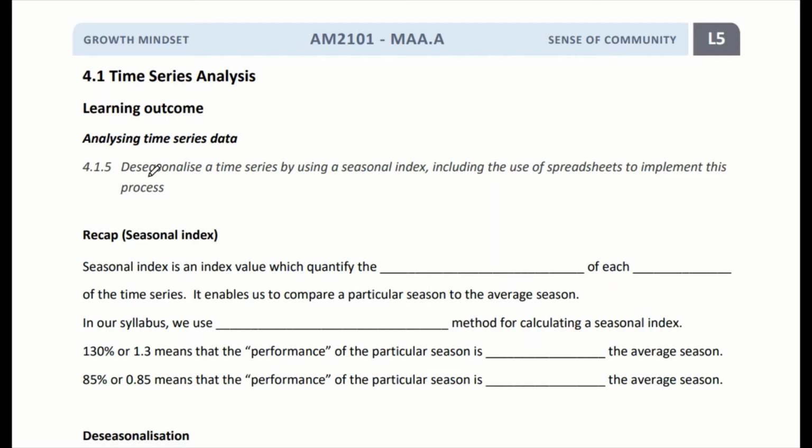Today we'll be learning how to do deseasonalization, which is the second technique for smoothing the data. We'll be looking at how to use what we have learned previously, which is the seasonal index, to deseasonalize the data. And we are going to see how we can use our calculator to help us implement this process as well. Alright, so let's start with a quick recap on seasonal index.